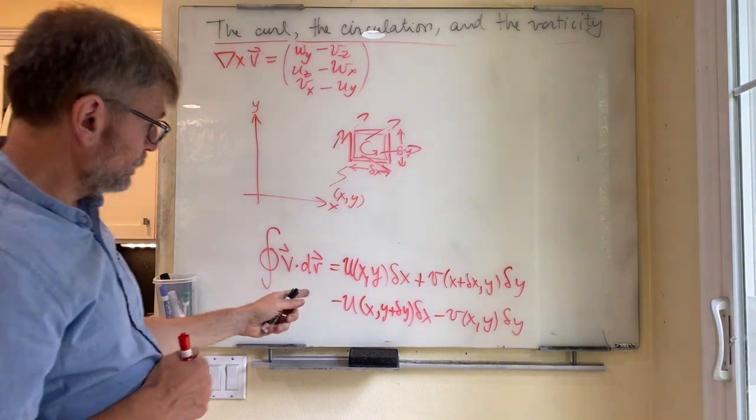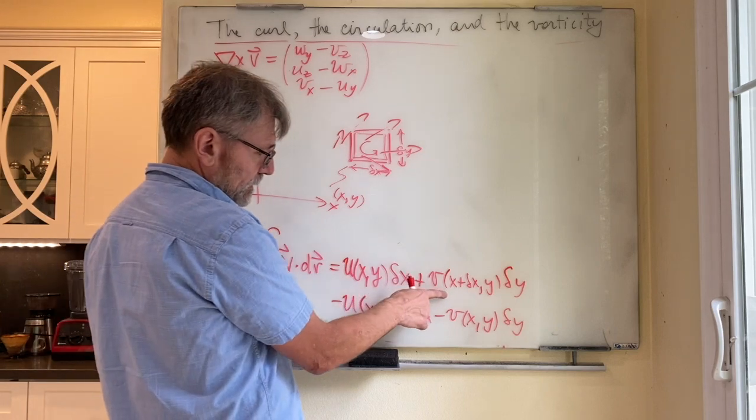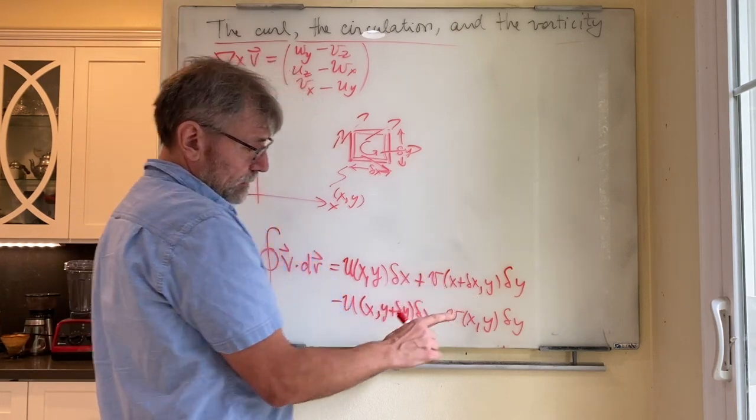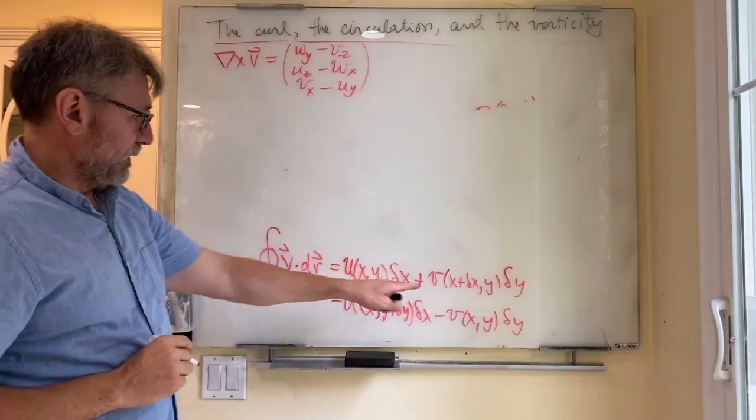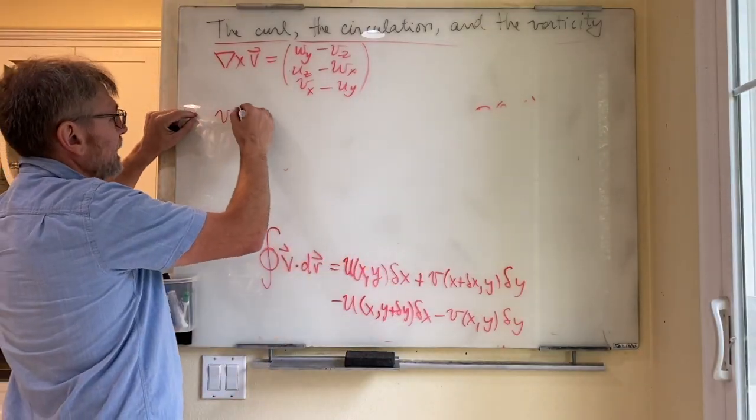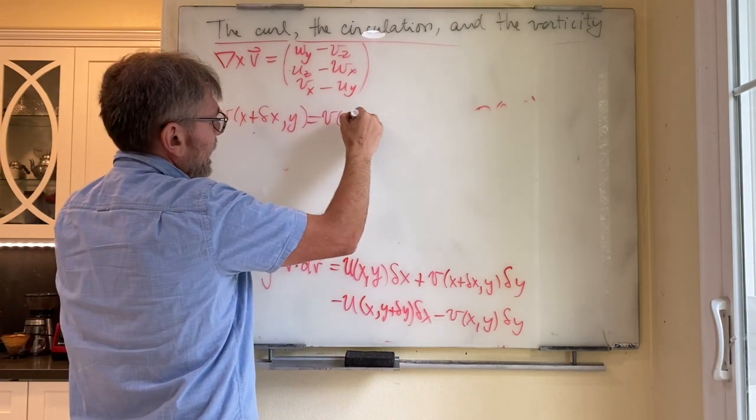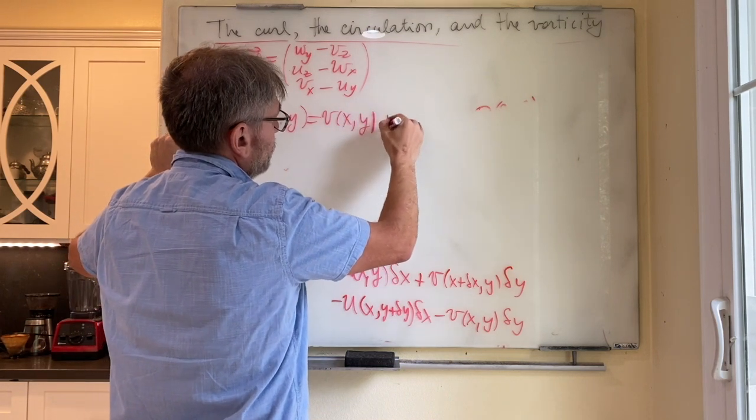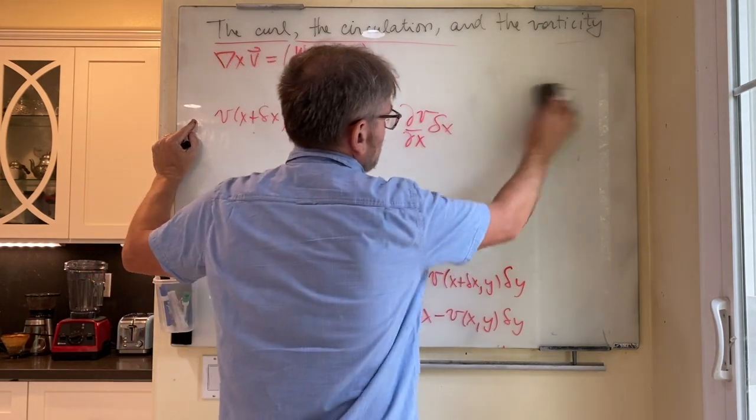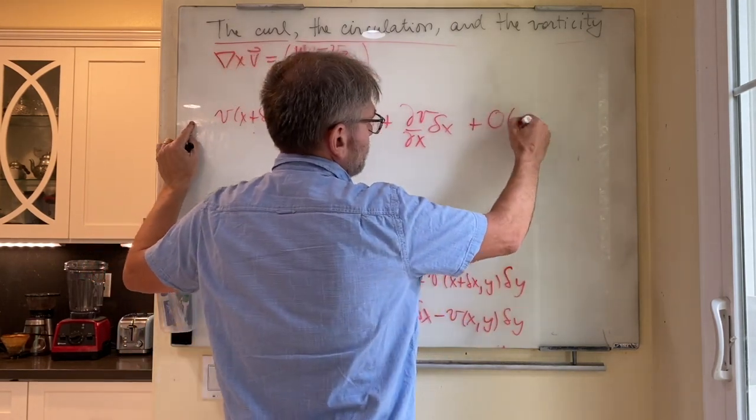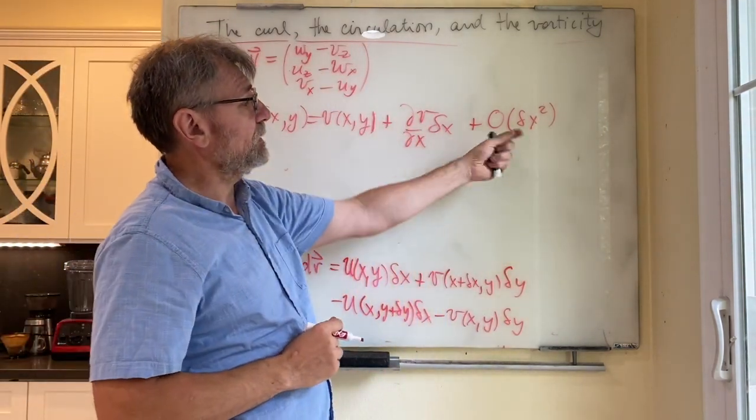And the next thing I'm going to do is replace this u evaluated at y plus delta y and this v evaluated at x plus delta x with their first order Taylor series. So let's write down what these are. All right, so I expand this one in the Taylor series. So v at x plus delta x and y is v at x and y plus dv/dx times delta x plus terms of order delta x squared. Terms that are going to be small, that are going to vanish in the limit where delta x goes to 0.